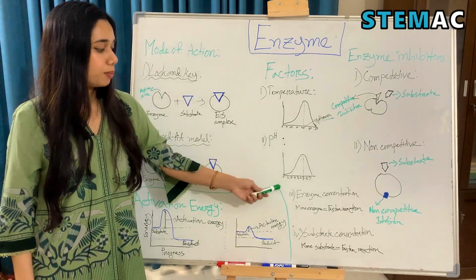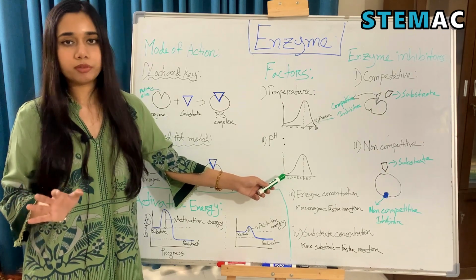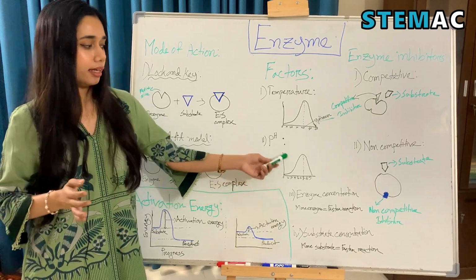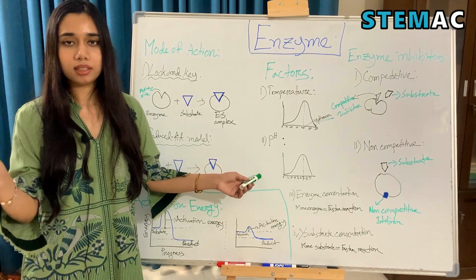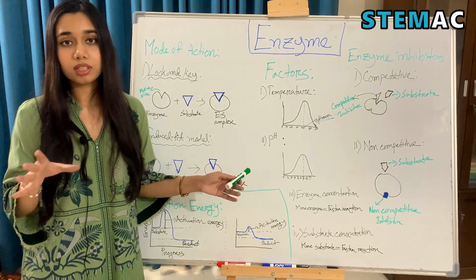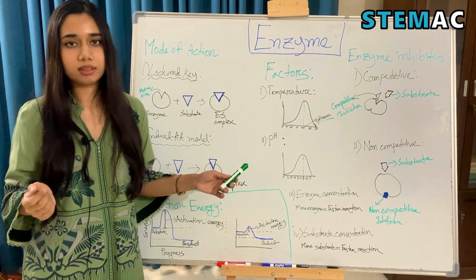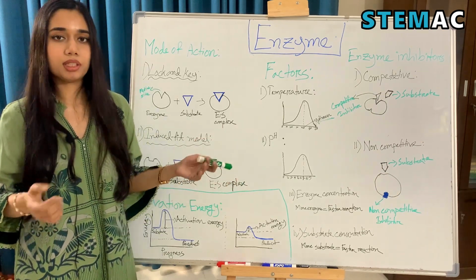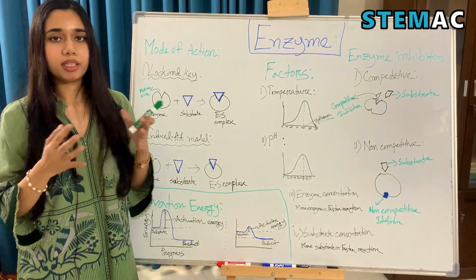So, in low pH, we know the concentration of hydrogen ions is much higher, and the hydrogen ions will react with the R groups at the active site, and as a result, they will change the shape of the enzyme. Therefore, the enzymatic action is low.